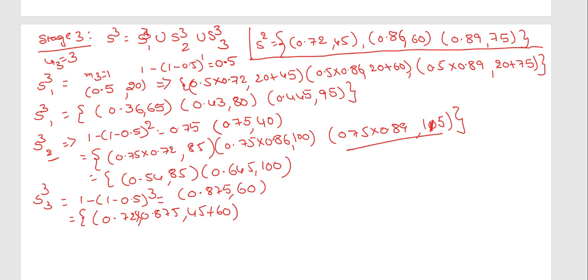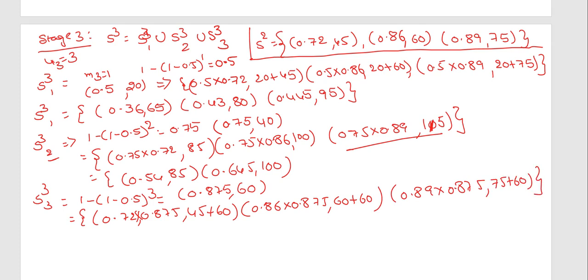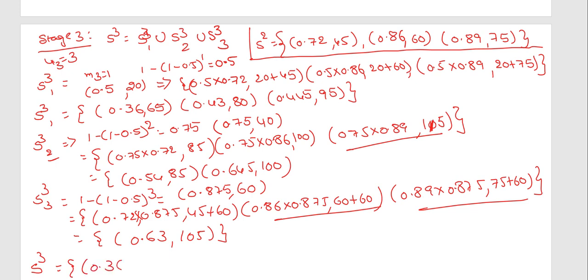So the final step: (45 plus 60), 0.86 into 0.875; 60 plus 60, 0.89 into 0.875; 75 plus 60. Simply observe, the value is 120, no need of this one. Here also the value is 135, no need of this one. Here the value is 105, so you can consider this one. It is not more than 105. 0.63 comma 105. Finally, the stage 3 answer is, what are the remaining tuples? These are the remaining tuples.